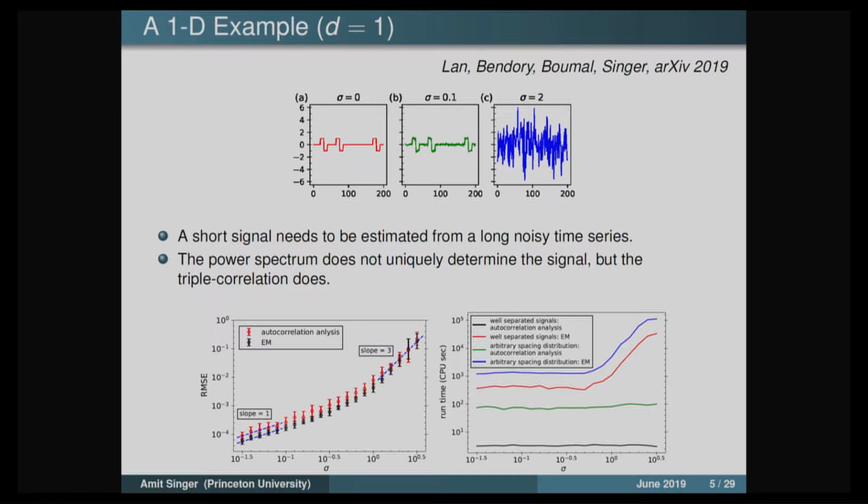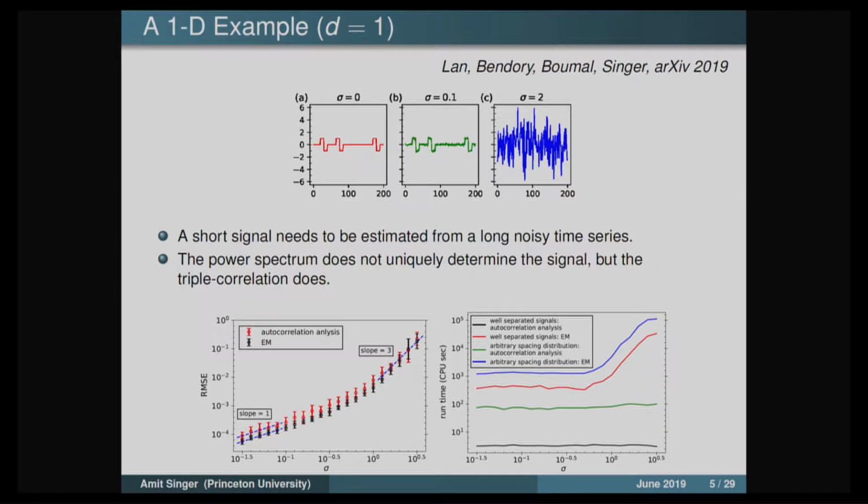But here, the algorithm for autocorrelation analysis uses autocorrelation of order 3. So triple correlations, basically now I'm looking at the noise variance cubed. So the effective noise variance after I multiply 3 terms is now, at high noise regime, sigma to the 6, or sigma squared cubed. And that's why you see the slope changing from 1 to 3. And interestingly, even maximum likelihood gives you the same slope.